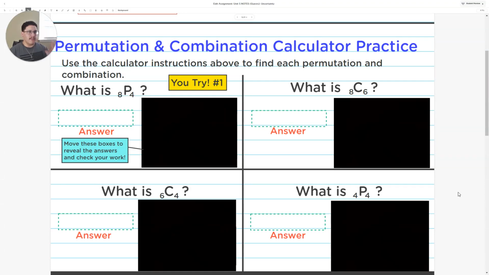So at this moment, go ahead and pause the video. Try this on your own. Otherwise, I'm going to go ahead and show y'all how to do this.